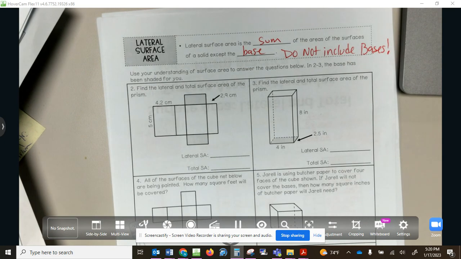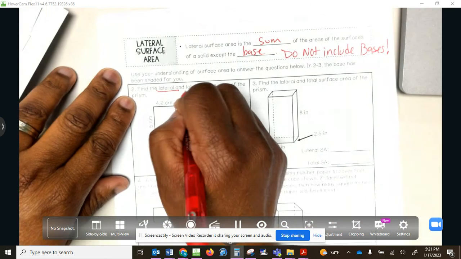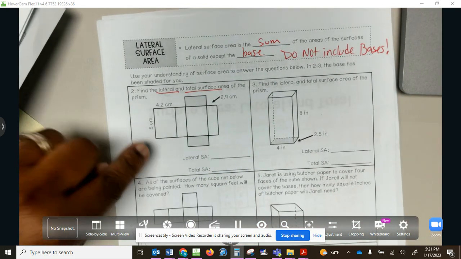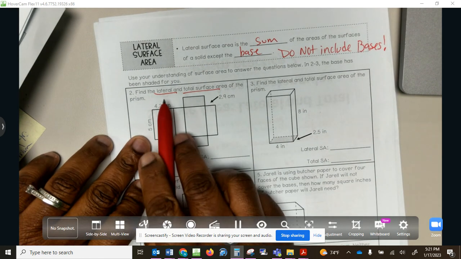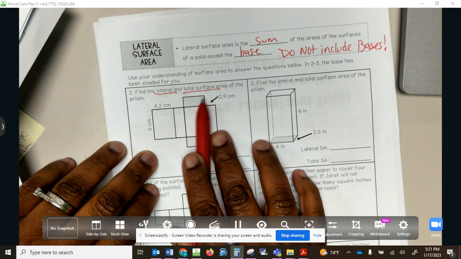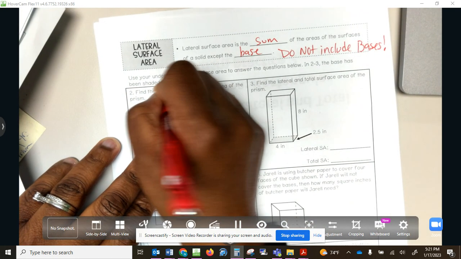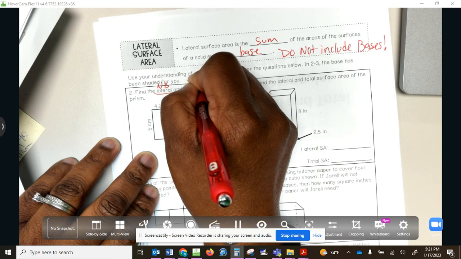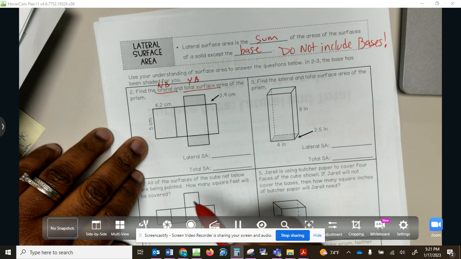So let's go forward. Find the lateral surface area and total surface area of this prism. So remember, we talked about that every one of them will have 2 and 3. So for lateral, I don't need the bases, but for total, I will need the bases. So I'm going to say like no base, and I'm going to say yes base. So I know the difference. So let's go ahead and do the math.